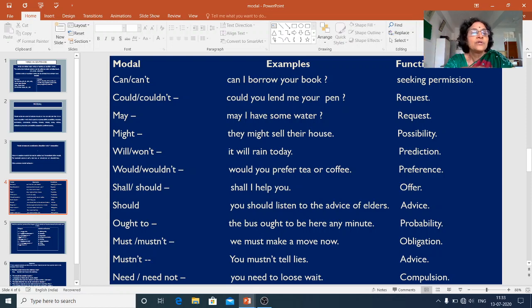Now here, "Can I borrow your book?" It's seeking permission. "Could you lend me a pen?" Again, it's a request. "Please, may I borrow your pen?" "May I have some water?" It's a request again. "They might sell their house." It's a possibility. They may do it. "It will rain today." It's a prediction. Looks like it's going to rain today. It will rain today.